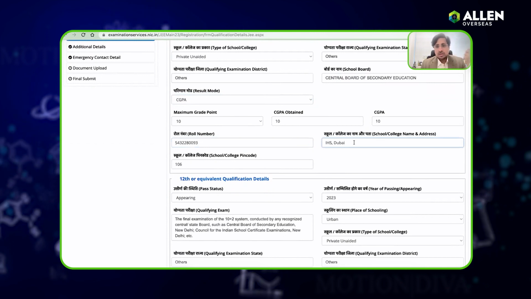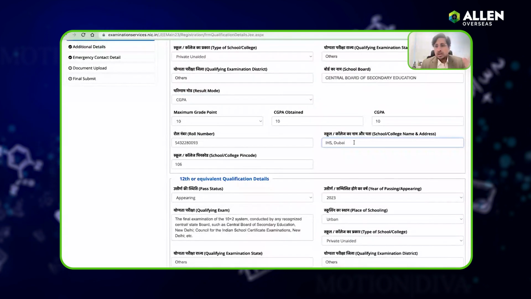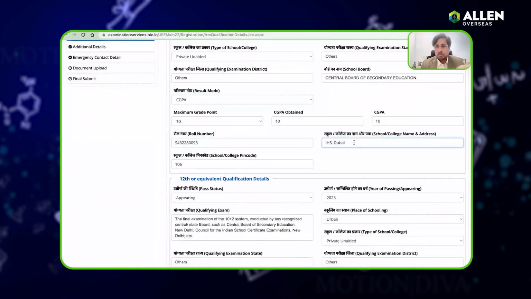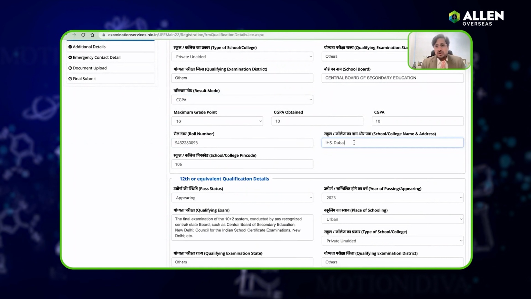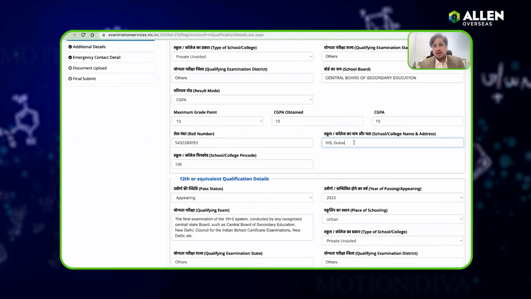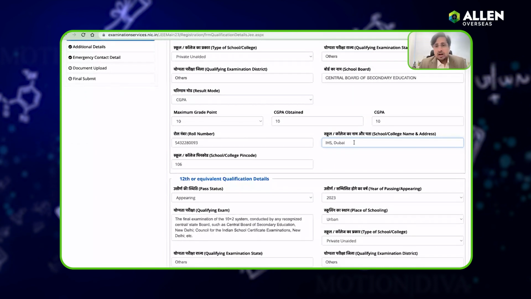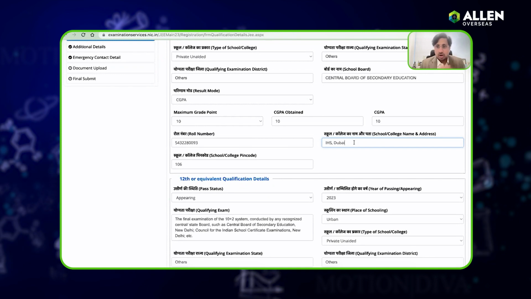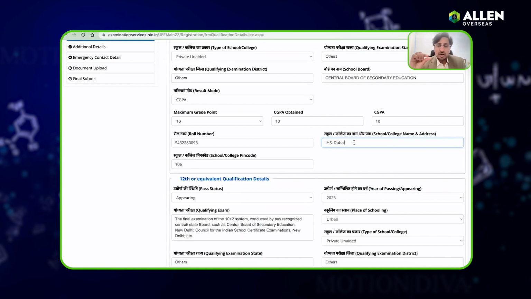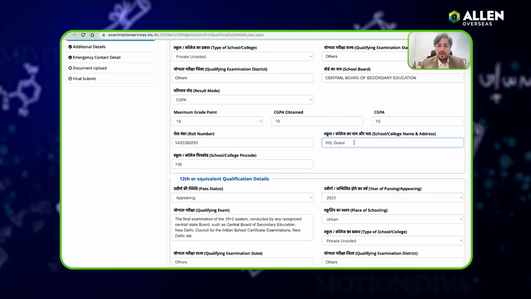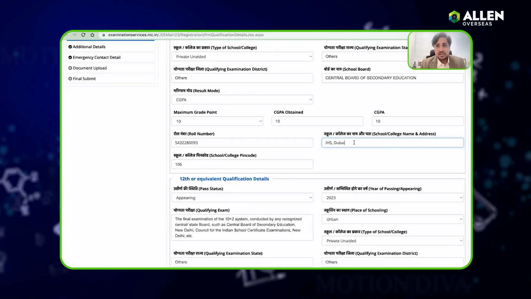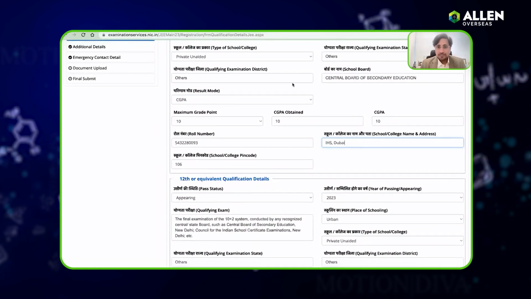Then the school and college, you can simply mention a small name, I've given a brief IHS Dubai. There is no strict rule for mentioning the school name, school college name and address as appropriate, but to be on the safe side, I would like to mention whatever school name is mentioned in your 10th board mark sheet. So if it mentions Indian High School Dubai, mention that here, Indian High School Dubai.